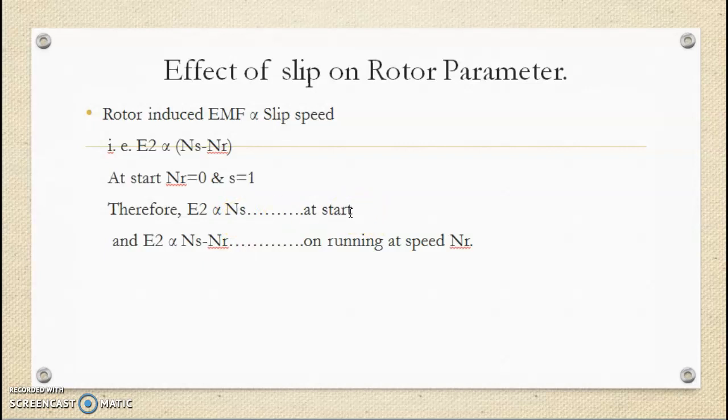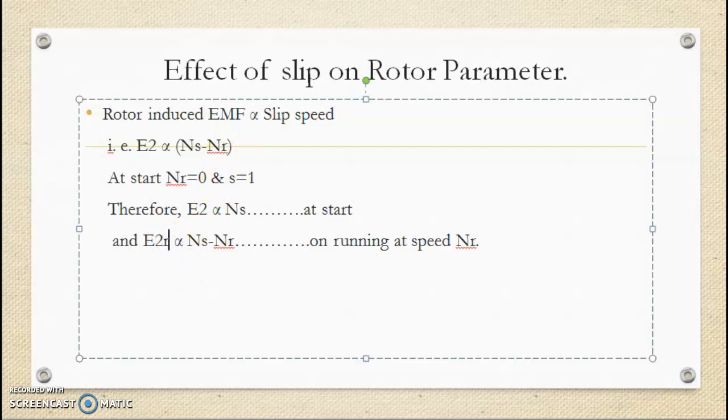When the motor starts gathering speed, that is, nr is coming into the picture, now we have E2R. What is E2R? It is the rotor induced EMF at running condition. This E2R is directly proportional to ns minus nr. Now, as the motor starts running, nr starts increasing and the relative speed starts decreasing. So as this relative speed decreases, the induced EMF is also decreasing. As the induced EMF decreases, its frequency is also decreasing.